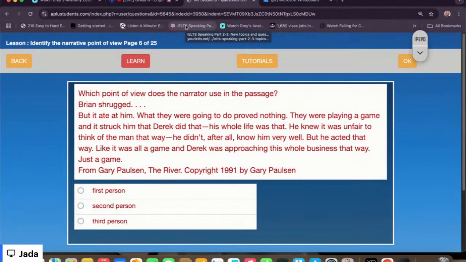Brian shrugged, but it ate at him. What they were going to do proved nothing. They were playing a game, and it struck him that Derek did that. His whole life was that. He knew it was unfair to think of the man that way. He didn't, after all, you know him very well. But he acted that way, like it was all a game, and Derek was approaching the whole business that way. Just a game.